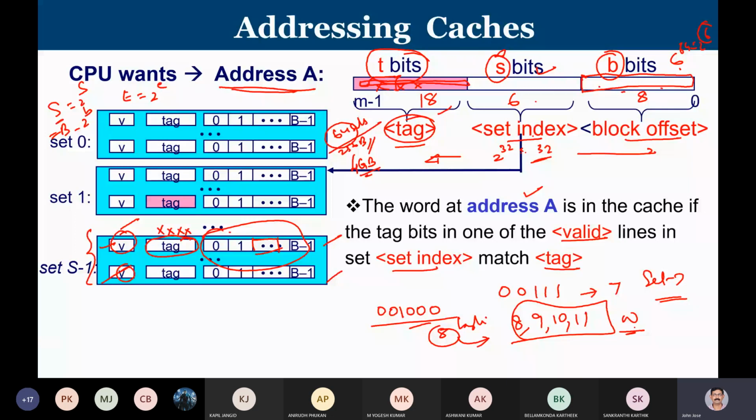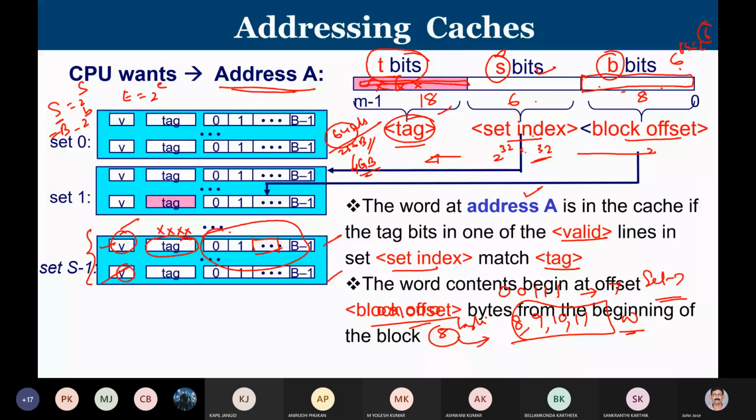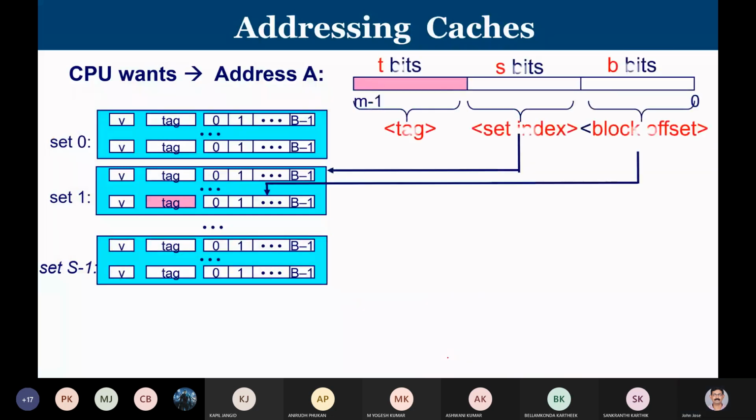Now, within the set, there may be multiple cache lines or cache blocks. Find the ones which are valid, with valid bit equal to 1, and check the tag value there. If the tag value of any valid cache line matches the tag value of the incoming address, that indicates a hit. Using the offset, you can find the beginning of the word and extract it. The word content begins at offset bytes from the beginning of the block.